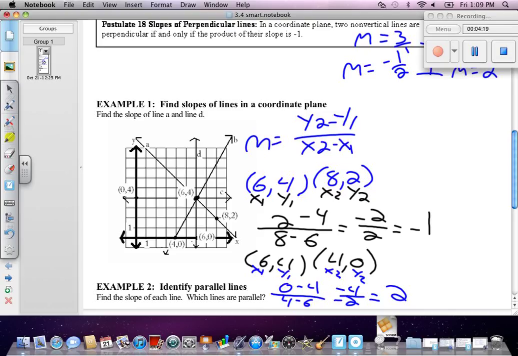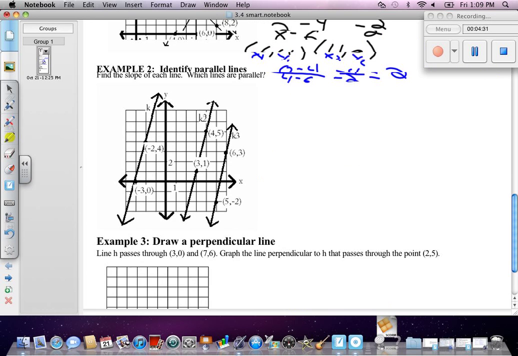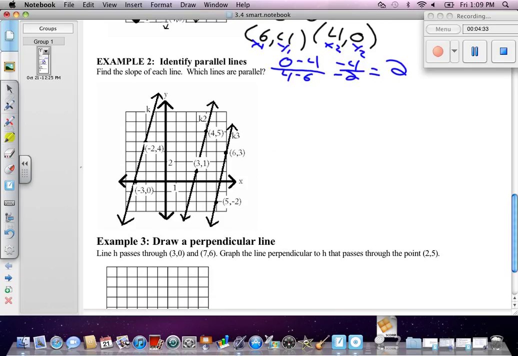Did you guys go over this in chapter 1? No, this was algebra 1. In algebra 1, we talked all about slopes. Okay, so let's look at example 2. Is that where we counted over and we counted up? And then rise over run? Yeah. Yes.